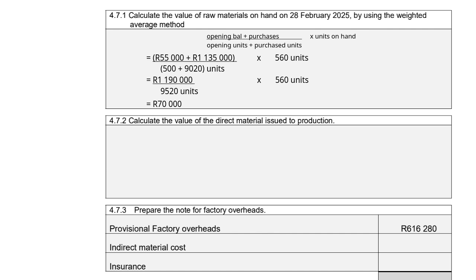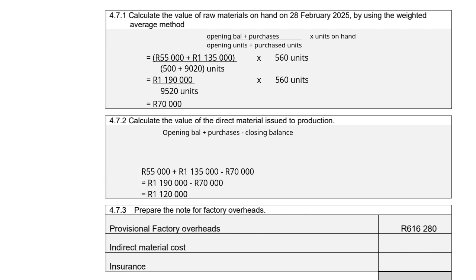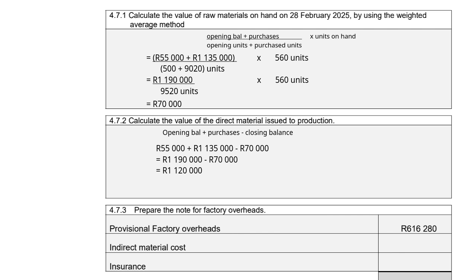4.7.2. Calculate the value of the direct materials issued to production. So we're going to start with our opening balance plus our purchases minus our closing balance. And if we do the calculation, it was 55,000 Rand plus 1,135,000, which is our purchases, and then we minus the 70,000 Rand, which was just calculated in 4.7.1, to get 1,120,000 Rand.